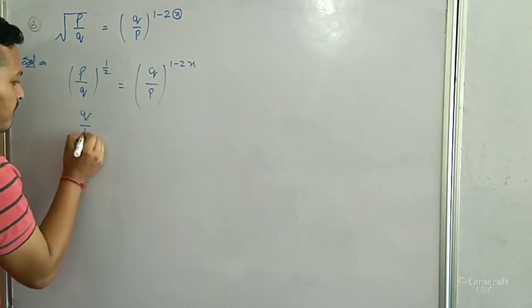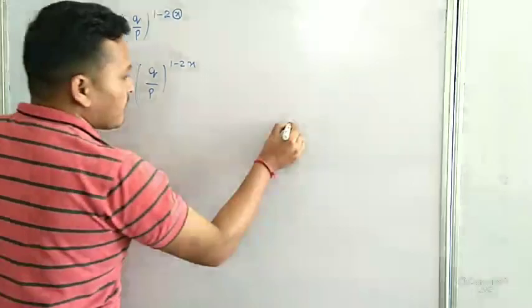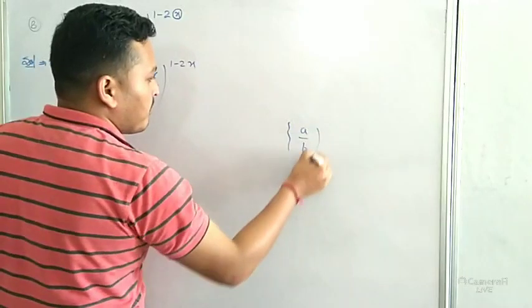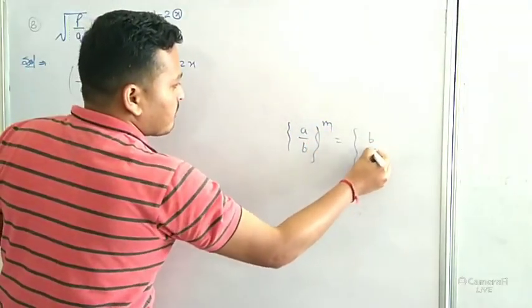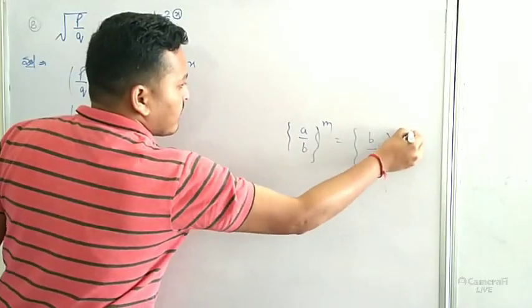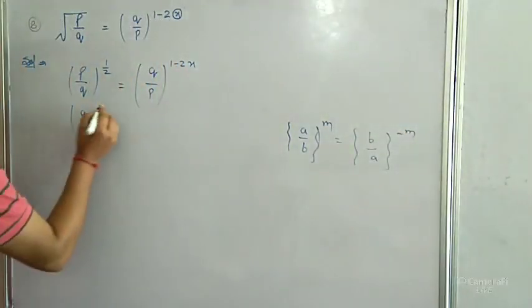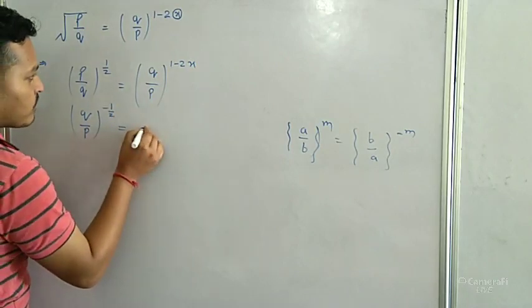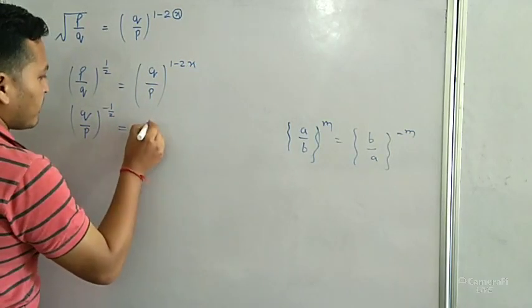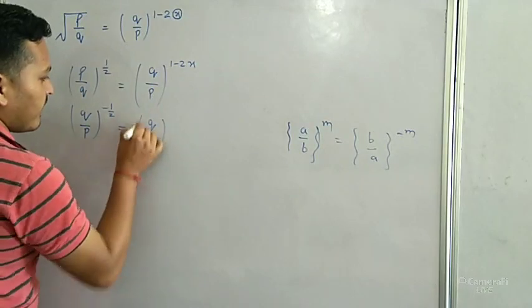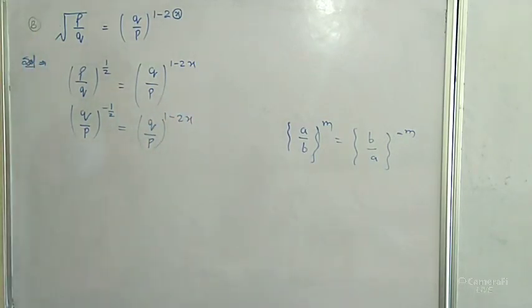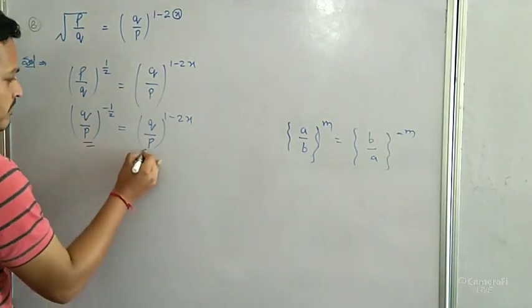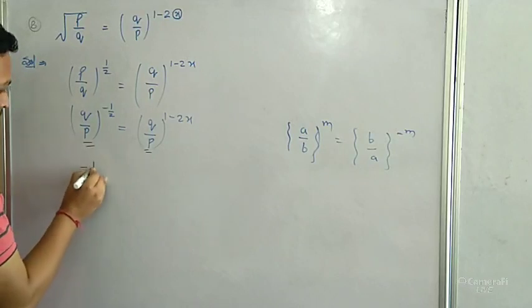So Q upon P and whole to the power, the formula is if A upon B and whole to the power m, then we can write B upon A and whole to the power negative m. So then minus 1 by 2 is equal to Q upon P and whole to the power 1 minus 2x.